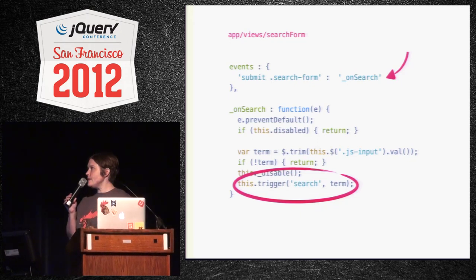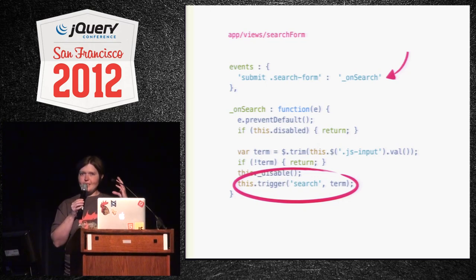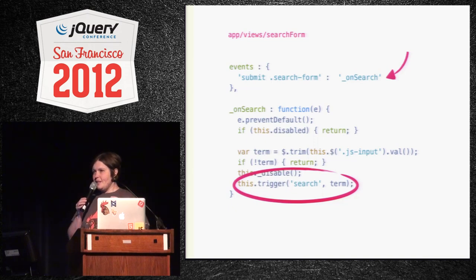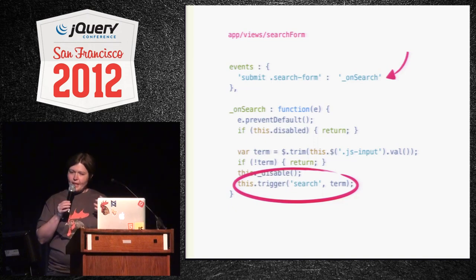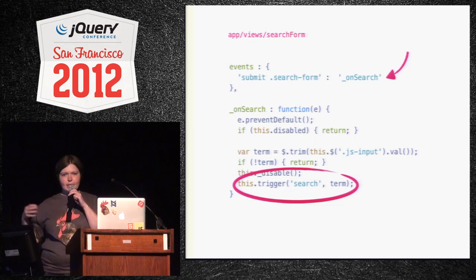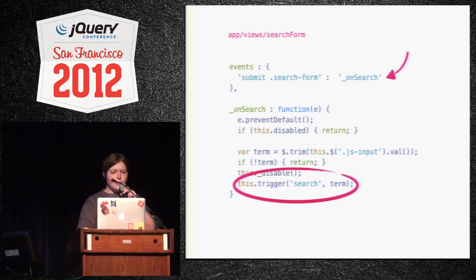And so this is it. This is all that this view does. It doesn't care what happens next, and that's a key concept when you're thinking about developing applications: writing code where this is just sort of fire and forget, and it's up to the controller to decide what happens next.